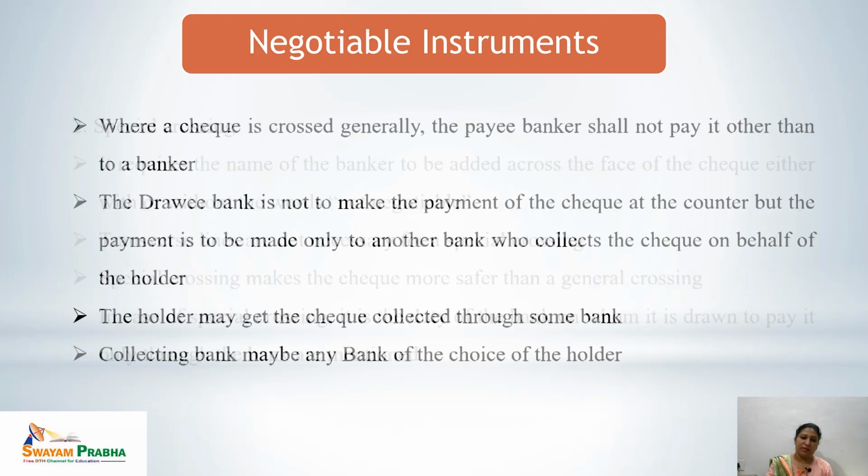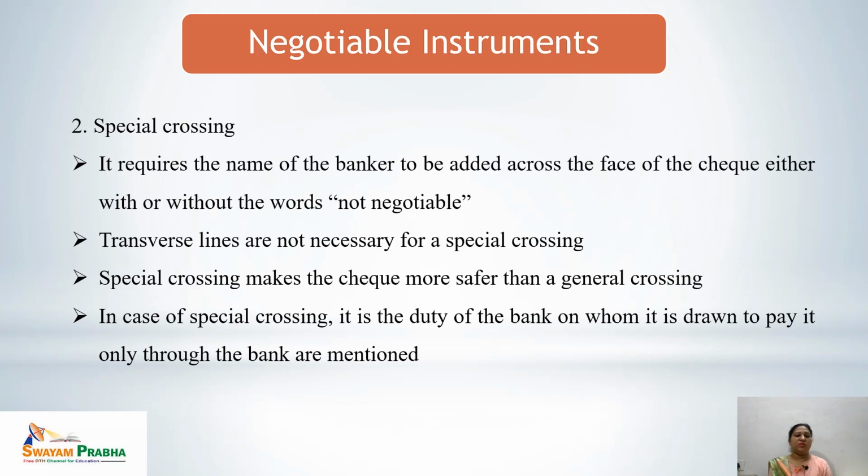The second type of crossing is the special crossing. Special crossing, along with the normal general crossing, should include the name of the banker on the face of the check, either with or without the words "not negotiable". Here, transverse lines are not necessary for a special crossing, but the name of the banker is the most important thing to be included. Special crossing makes the check safer than a general crossing. So in case of special crossing, it is the duty of the bank on which it is drawn to pay it only through the bank mentioned.